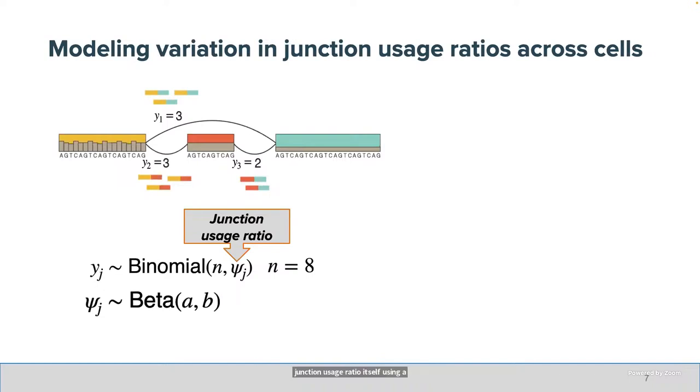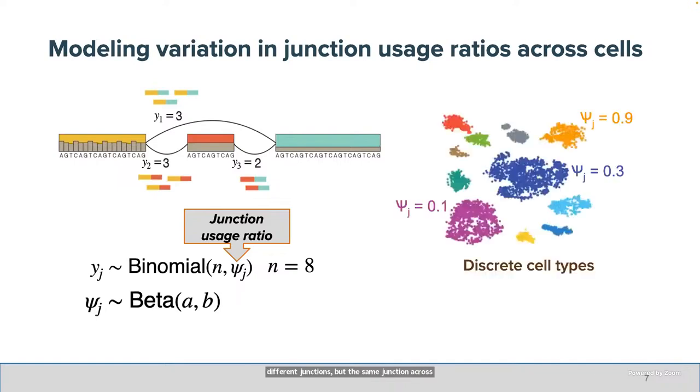So it ranges from 0 if the junction is never utilized, to 1 if it is always utilized. But how can we take this step further to model not only different junctions, but the same junction across different cell types? This is what would allow us to do differential splicing analysis, for example, across different conditions or cell types. If we had these different clusters of cells, we can imagine each color corresponding to a different cell type. We can imagine this hypothetical scenario where this one particular junction is differentially utilized among them.